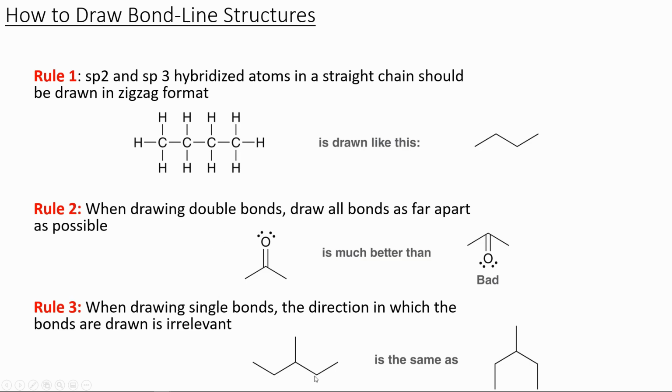When we're drawing single bonds, the direction in which we draw the bonds is irrelevant. We can rotate this bond here, for example, so that it's pointed in this direction, and these two will be the exact same molecule.